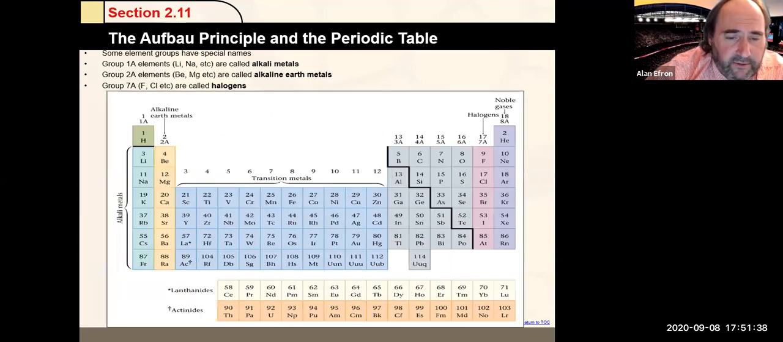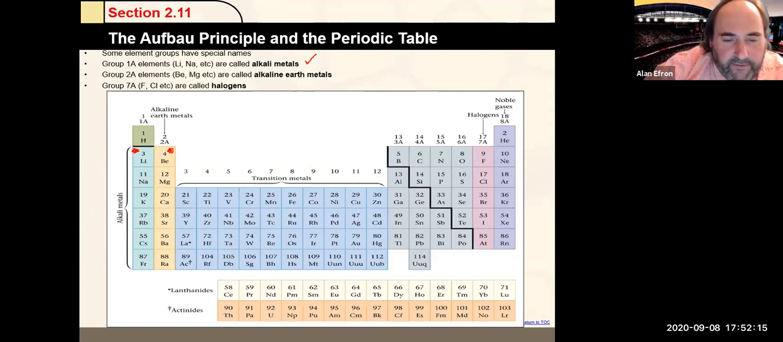Now, some of these groups do have special names, and you do need to know them. Starting over here with lithium, not hydrogen, is group number 1, and group 1 are the alkali metals. That's lithium, sodium, potassium, rubidium, cesium, and francium. Again, hydrogen is not part of that group. Going right next door to group number 2, starting here with beryllium, those are our alkaline earth metals.